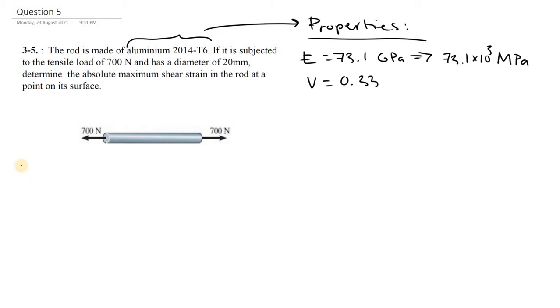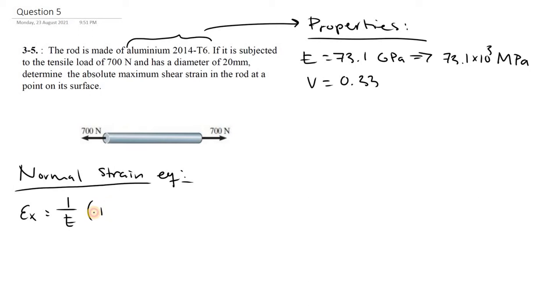The first thing we want to do is find our normal strain equation, which for the normal strain in the x component is 1 on Young's modulus times the normal stress in the x direction minus the Poisson ratio times the stress in y plus the stress in z.